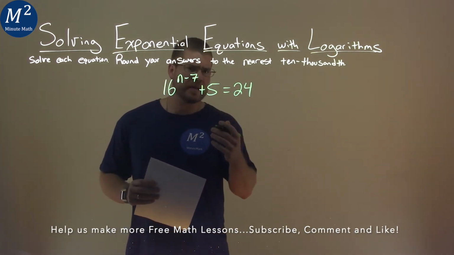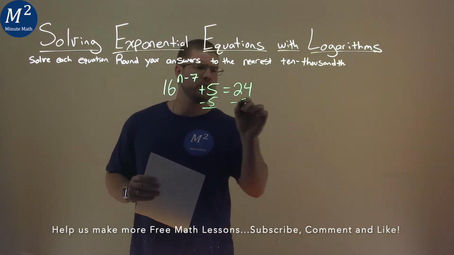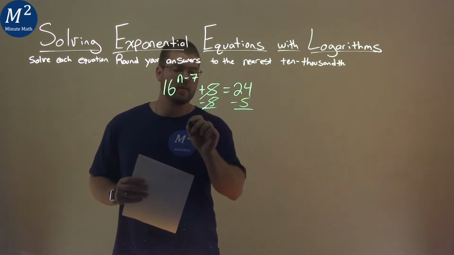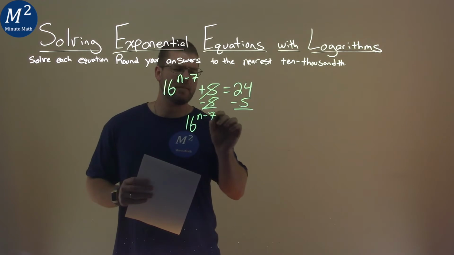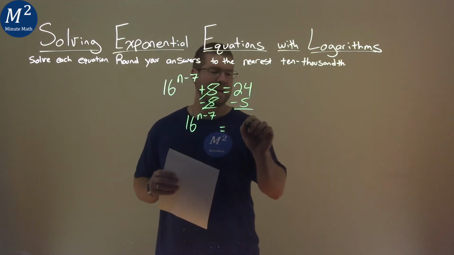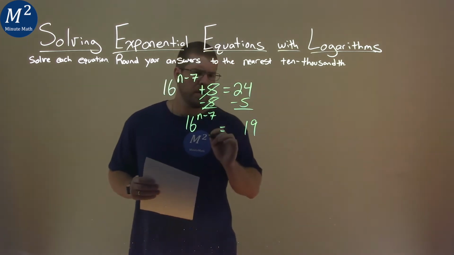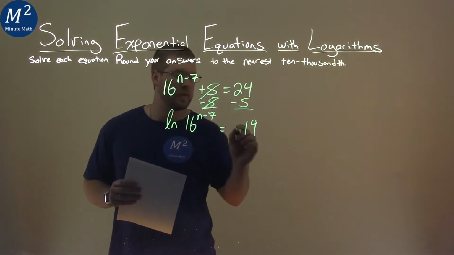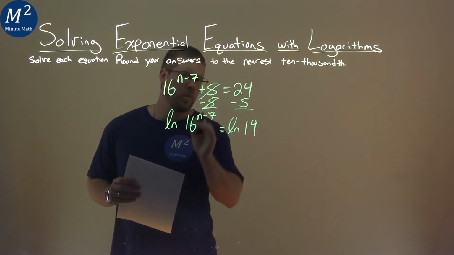Well, first thing I'd like to do is subtract a 5 from both sides. Let's combine that over there. The 5's cancel on the left, and we have 16 to the n minus 7 power is equal to, well, 24 minus 5 comes out to be 19. Now we're allowed to take the natural log of both sides of the equation here. So take the natural log of both sides. And what does that do?